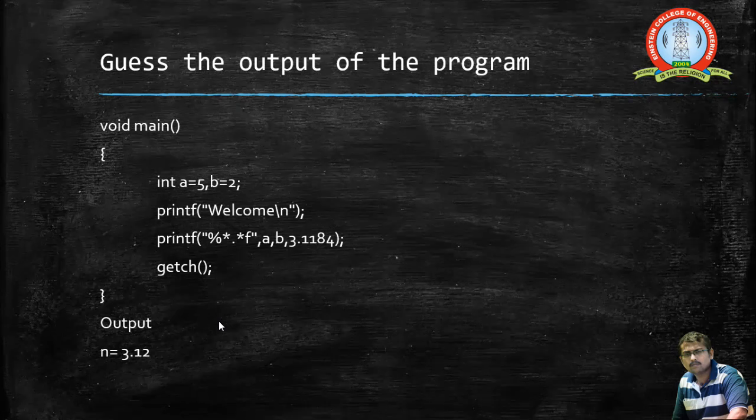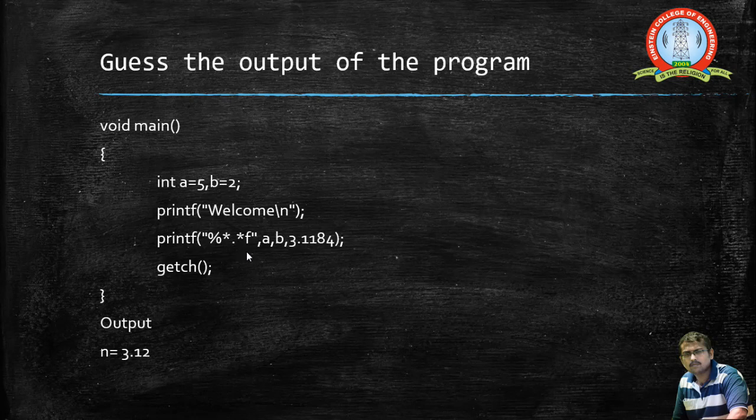And similarly, this is one more program. In this case, in the format string, I am using a star. Initially the output Welcome will get printed, right? This welcome statement will get printed, and after this I have a percentage star dot star f.